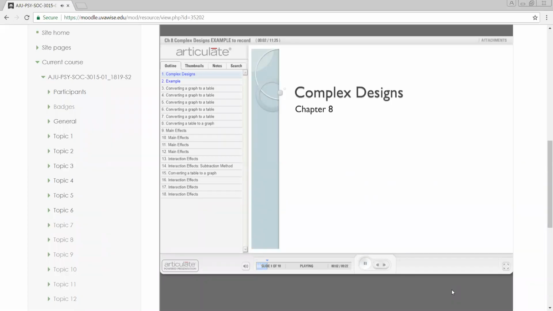So complex designs are a little tricky, and I'm going to do something a little bit different for this chapter. Rather than narrate the slides for you, I'm going to instead walk you through an example like you'll have on tests and assignments, just to give you a sense of exactly what you should be able to do and what I will give you.